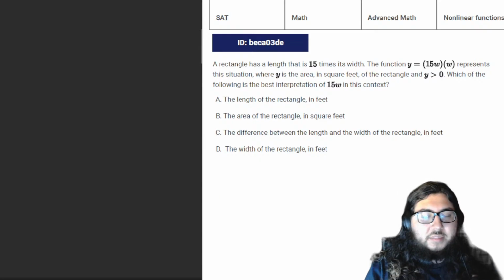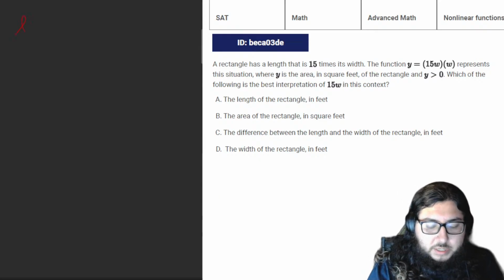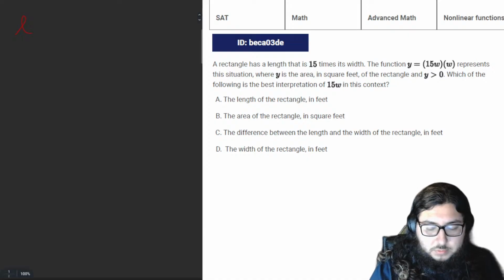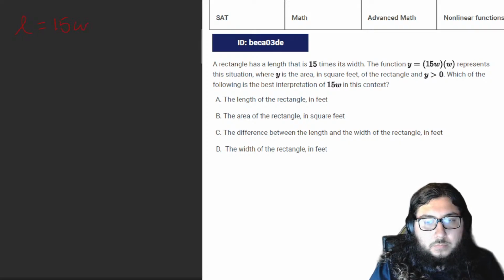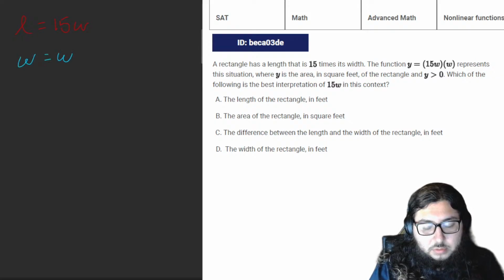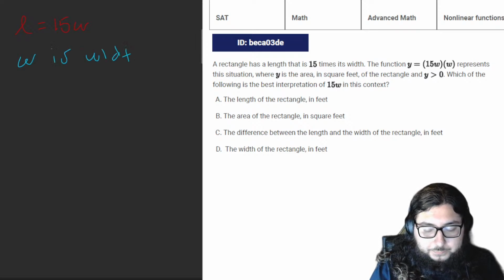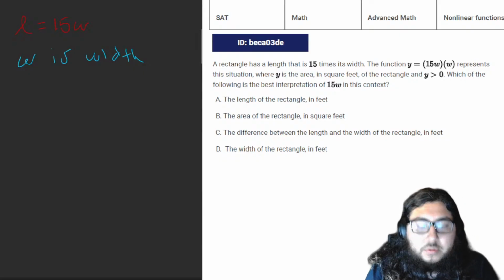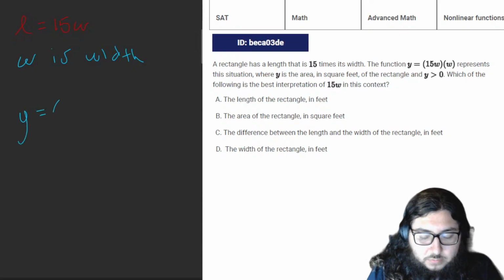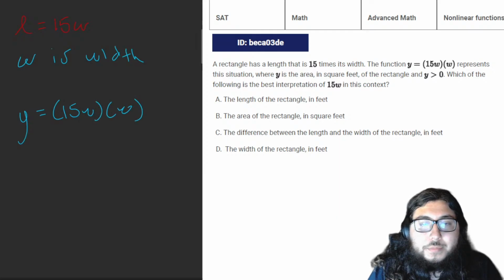A rectangle has a length that is 15 times its width. That means that length is equal to 15W. And then the width, well, that's just W. So W is the width. And so the function y is equal to 15W times W represents this situation.